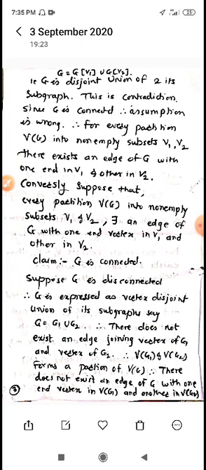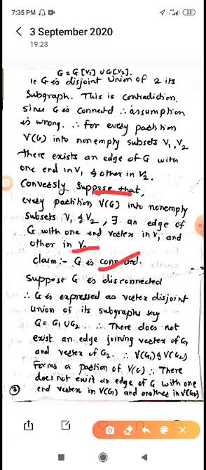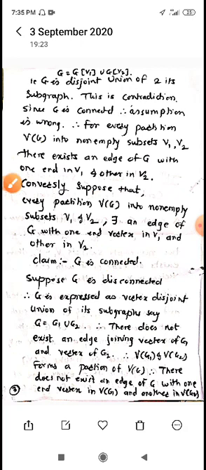Conversely, suppose that for every partition V of G into non-empty subsets V1 and V2, there exists an edge of graph G with one end vertex in V1 and the other in V2. Now the claim is to prove that graph G is connected. If possible, suppose that graph G is disconnected.